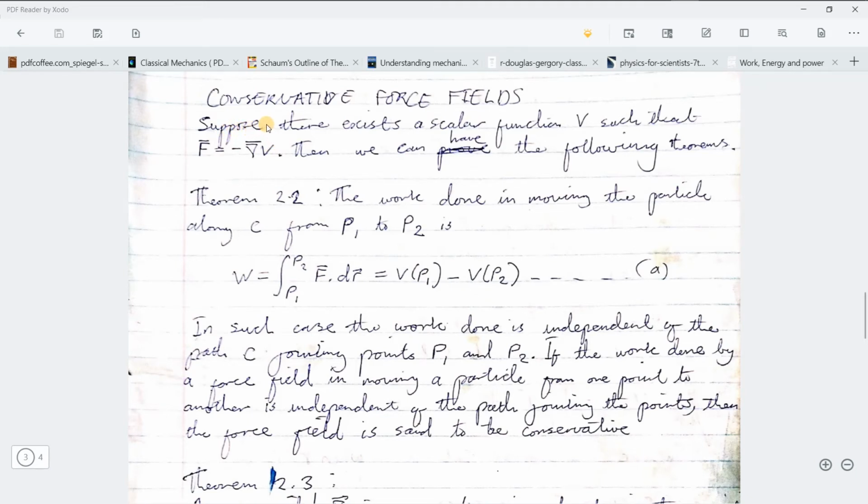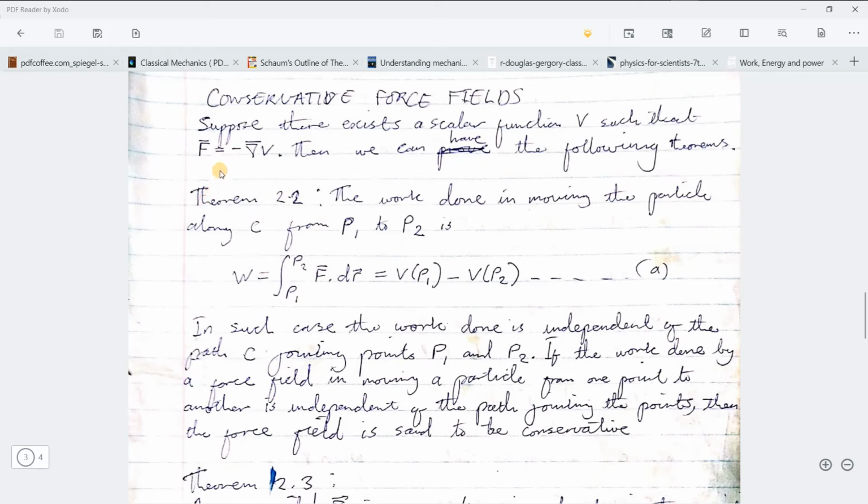If there exists this scalar function V such that force is equal to the negative gradient of the potential, then this force field is conservative. So this is what it means for a force field to be conservative. There should exist a function V such that force is equal to the minus gradient of the potential. As long as this V function exists, then this force field is conservative. That's what we're trying to say here.